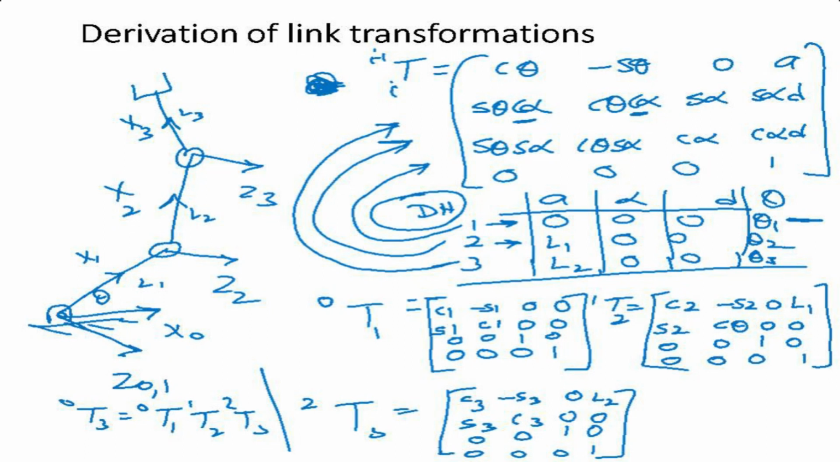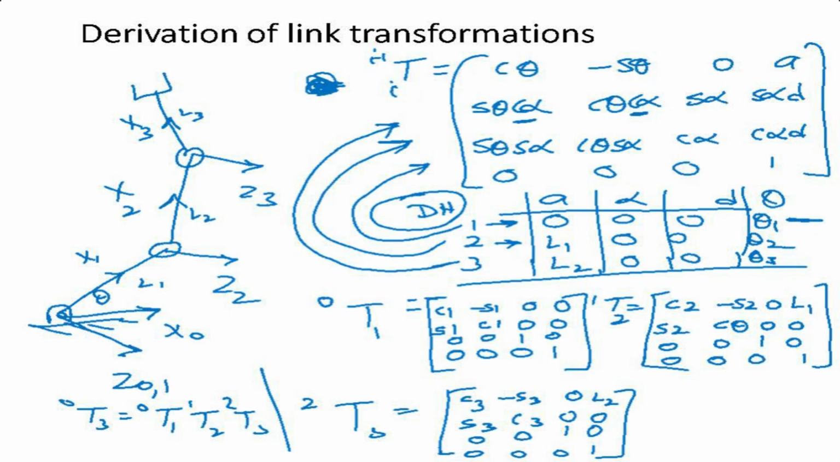Next, what do we have? We have a. What is a equal to? A is equal to L1. So this is my L1. What is sin alpha? It is 0. And cos alpha times d, d is 0, so this is 0. So that's my second matrix. This relates frame 2 to frame 1.